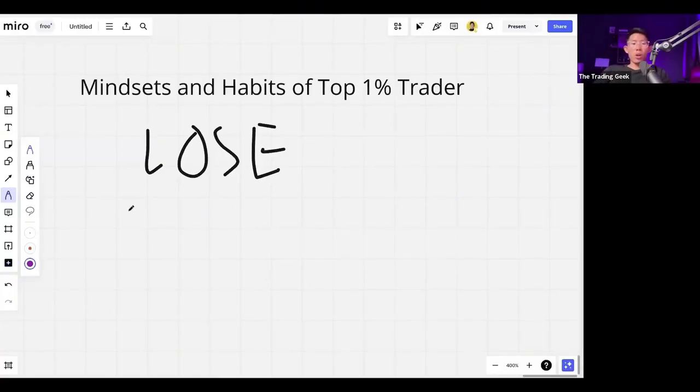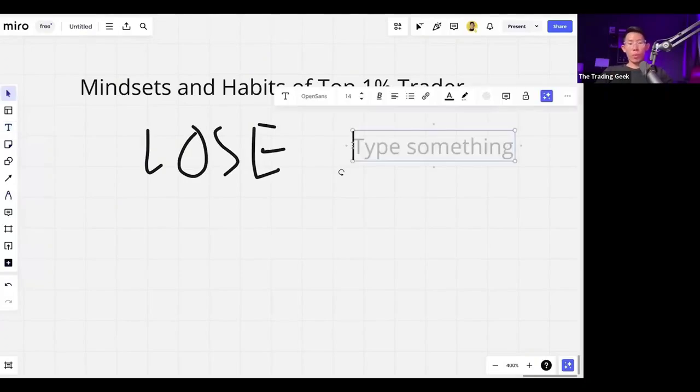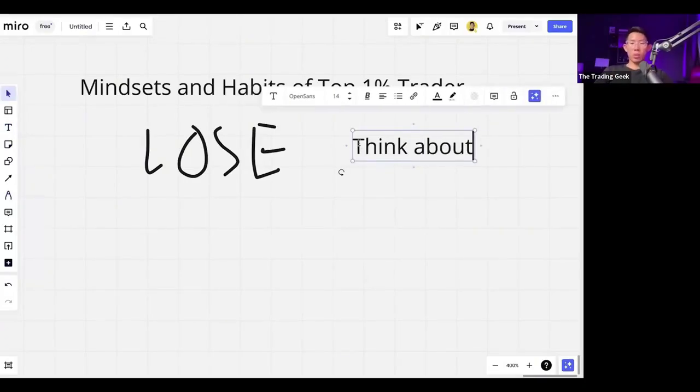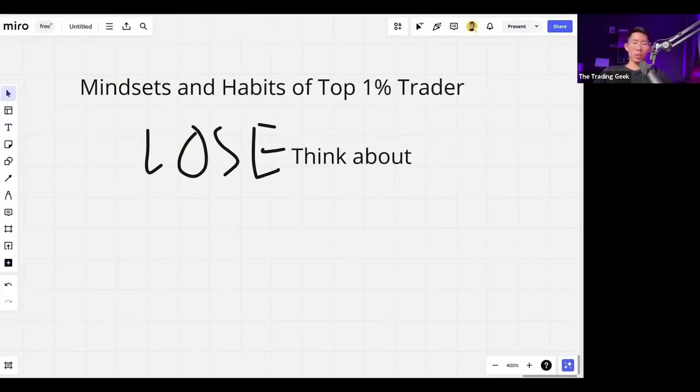First things first, before you enter any single trade, you need to think about how much money you can potentially lose on this trade instead of how much money you can make in this trade.